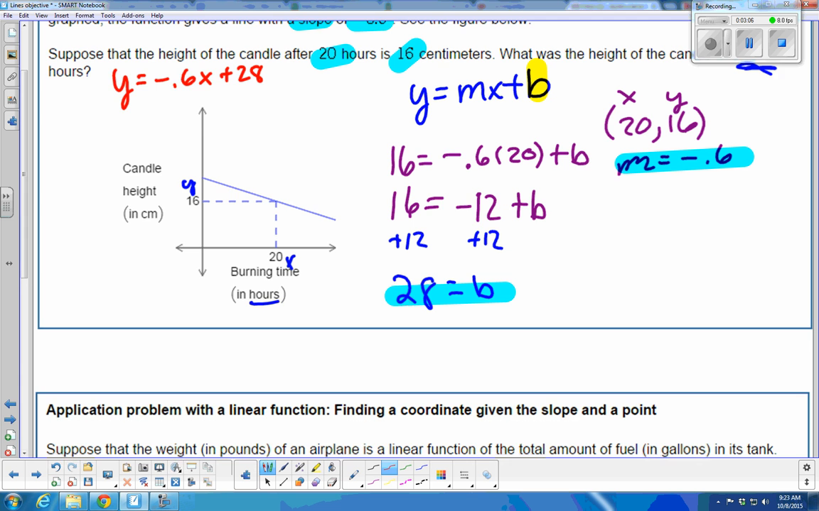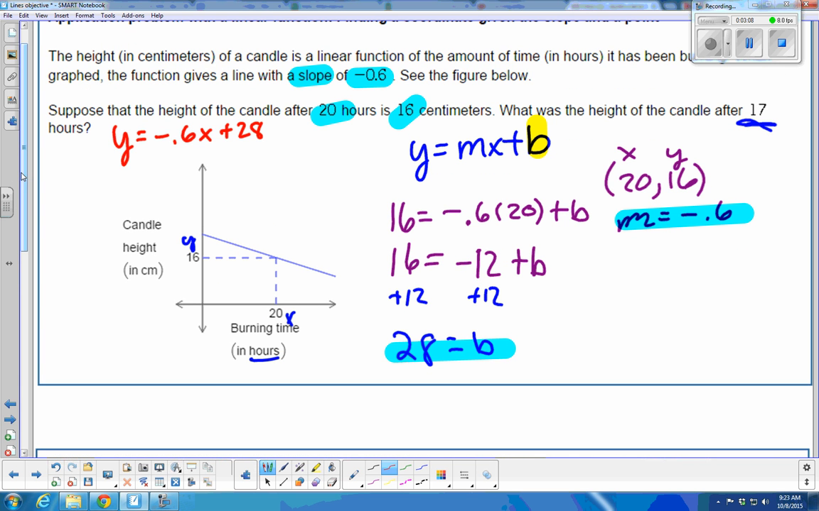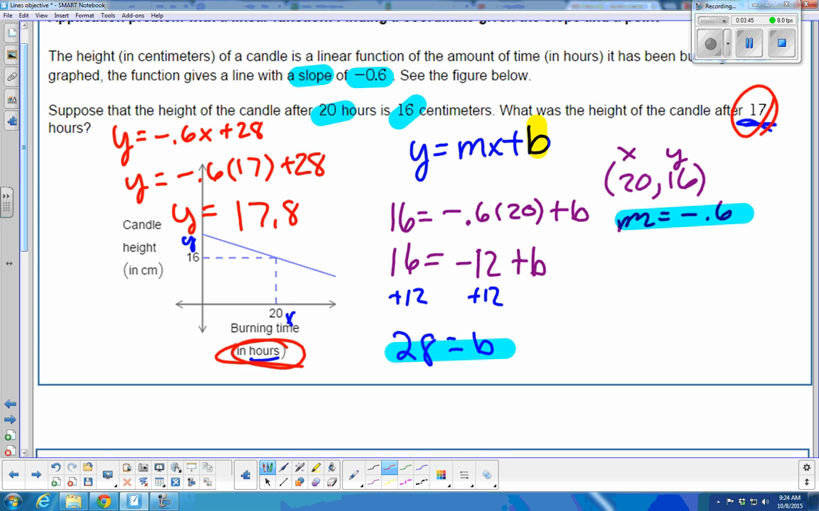Now, I'm almost done. The only thing you have to find is, what is that candle after 17 hours? Geez, it's a big candle, right? 17 hours. So we're going to put that in for the x or the y. Well, how do we know? Hours is an x value, so I'm going to plug it in for x. So y is going to be equal to negative 0.6 times 17, which is my x value, plus my initial value, which is 28, and we're going to figure out what we get. Punch that all in your calculator, do it in one step. Negative 0.6 times 17 plus 28, bam, 17.8. 17.8, and there's your answer, and you are done.